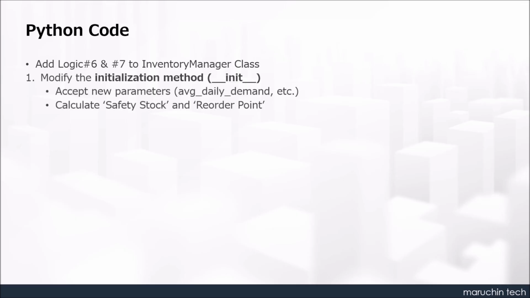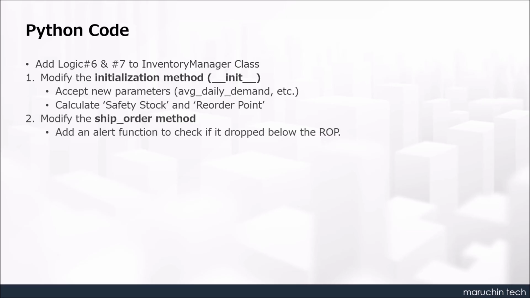First, we will modify the initialization method to accept new parameters. Also, we will ensure that safety stock and the reorder point are automatically calculated the moment the class is instantiated. Next, we will modify the ship order method. We will add an alert function to automatically check whether it has dropped below the reorder point immediately after the outbound process, reducing inventory. As a side note, receive stock and reserve order do not require any changes in this section.